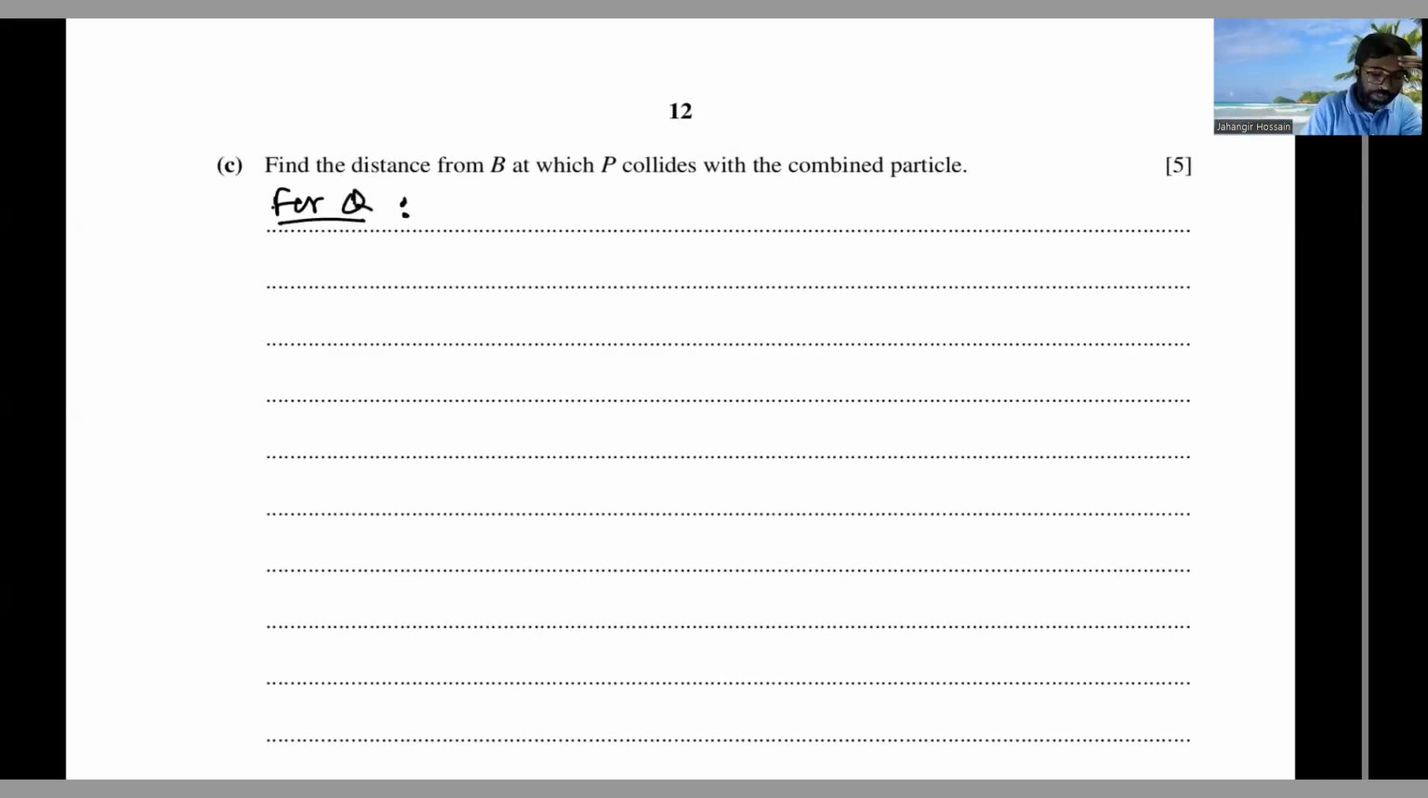Time taken to reach B to C is distance by speed, since it is moving at constant speed, S by V. Distance is 7, V is 10, so this is 0.7 seconds. Now, then from A to F back to C.